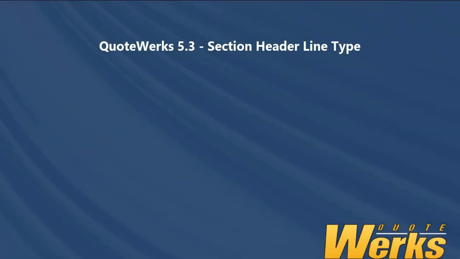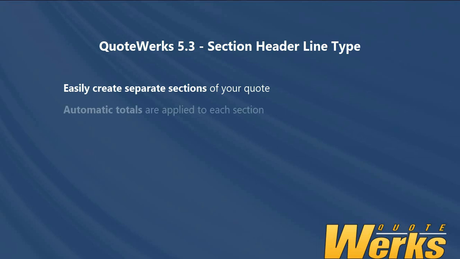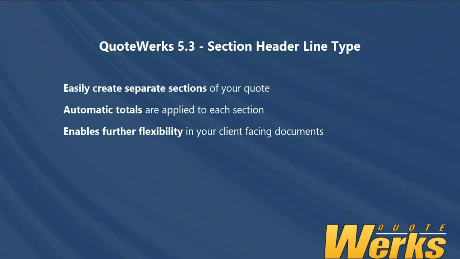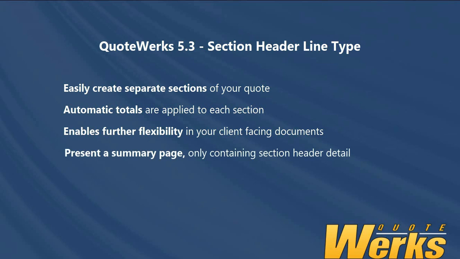As you've seen in this video, section header lines enable users to create separate sections in the quote. They have inbuilt totals, allowing you to total out a group of similar items into a section, and gives even further flexibility in how you choose to present information to your clients. You could even use the QuoteWerks Layout Designer to present a summary of all the section header lines only before you choose to get into the line item detail itself. This will give the client an initial high-level overview of each section of the quote.